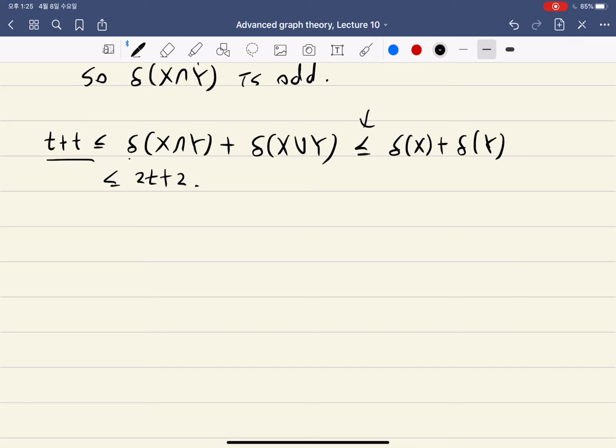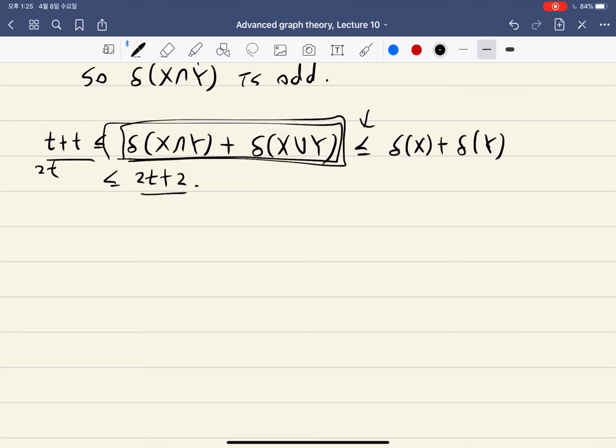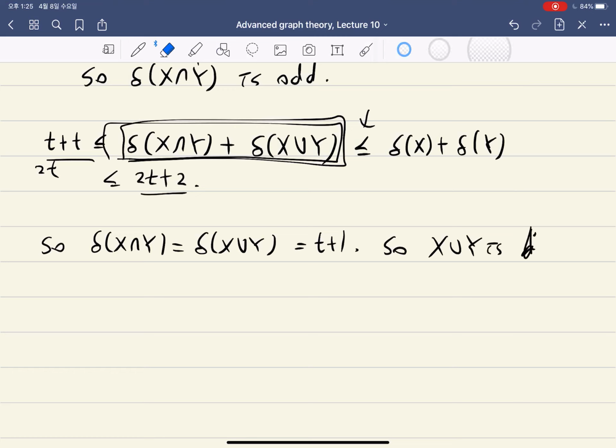So it's 2t, and here 2t plus 2. And we know that both of them are odd numbers. Then the only possibility is that both of them are t plus 1. So x union y is dangerous. And conclude that M is dangerous.